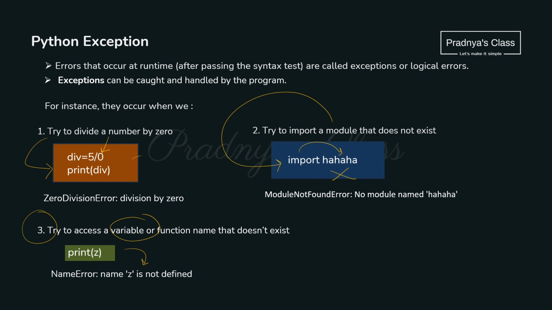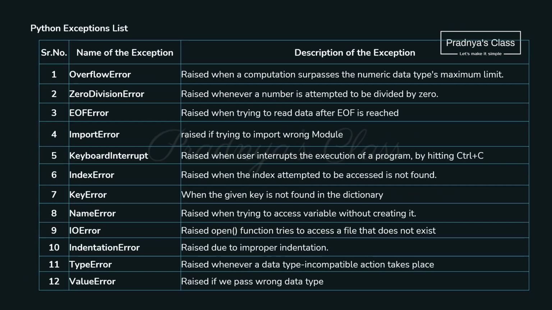So in this case we got the exception ZeroDivisionError. In the second case we got the exception ModuleNotFoundError. And in the third example we got NameError. So there are different types of exceptions. Here is the list of the exceptions. Out of this we saw examples of ZeroDivisionError, ImportError and NameError.